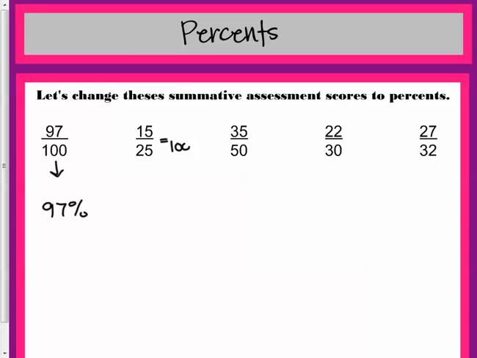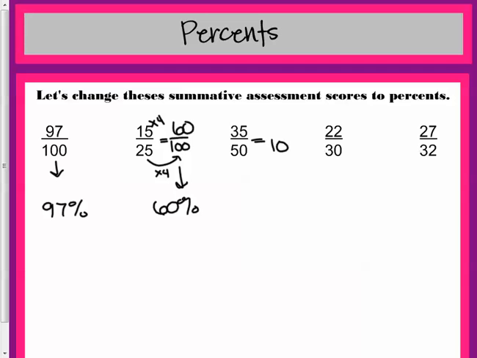So we set it equal to 100, or we can simplify first and then try to set it equal to 100. In this case, from 25 to 100, it's pretty simple. It's just multiplying by 4. So whatever I do to the top, I do to the bottom to make equivalent fractions. 15 times 4 gives me 60. So in this case, they got a 60%.